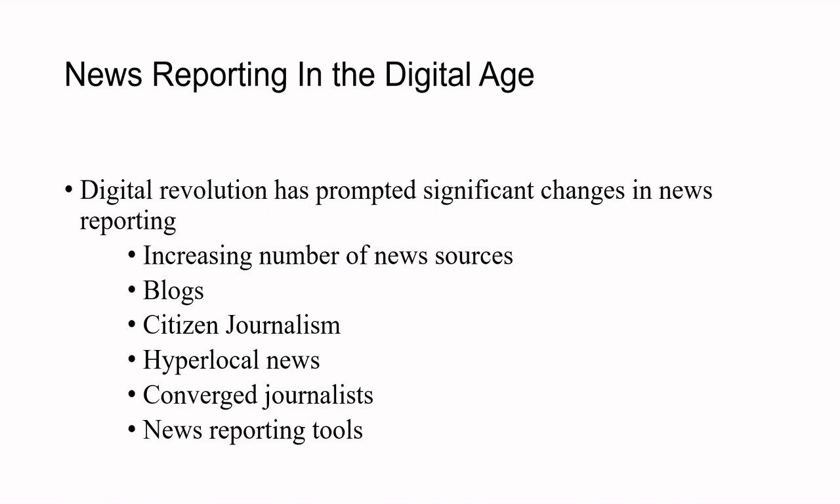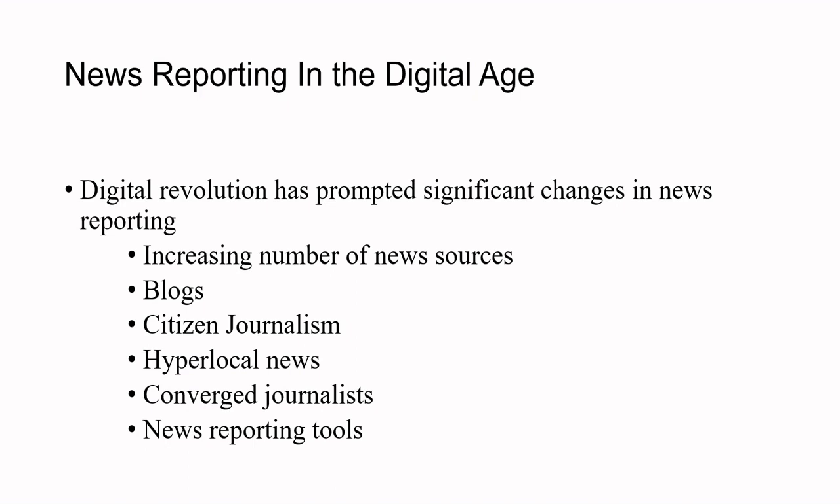And what we are going to see is a very important aspect of online journalism, that is how news reporting is happening in the digital age. So this digital revolution has given a number of ways to do news reporting. Especially there is an increasing number of news sources and, as I mentioned, user generated content in terms of blogs and citizen journalism, which focuses mainly on hyperlocal news.